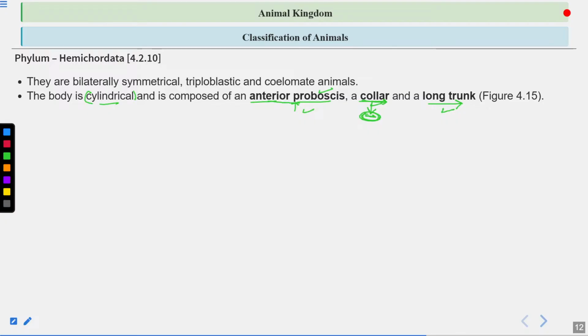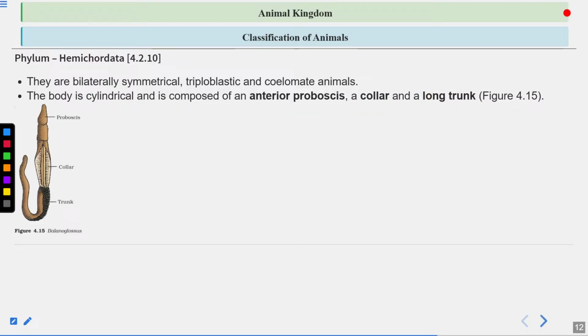Then there is a long trunk, which is the main body. This long trunk is basically where the different organ systems are present, such as the digestive system, respiratory system and reproductive system. These are all present in the long trunk. That's why it is known as the main body. Clear? So these hemichordates also have an organ system level of organization.